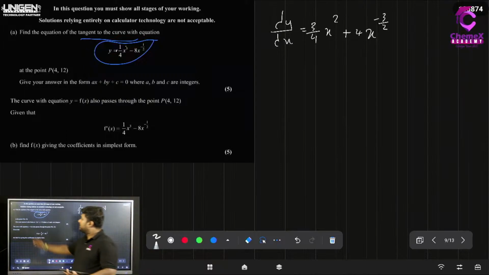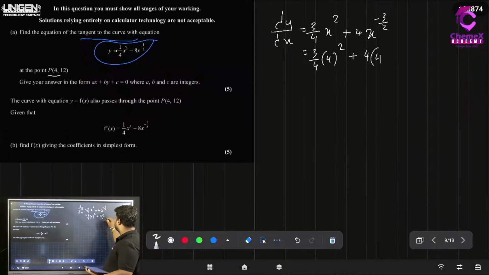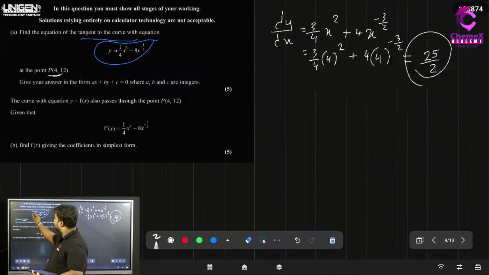Okay, they have given x value 4. So 3 over 4 times 4 squared plus 4 bracket 4 to the power minus 3 over 2. So what's the answer when you substitute 4? 25 over 2. Just substitute. So this is the gradient of the curve at x equals 4. So the tangent's gradient is also the same.